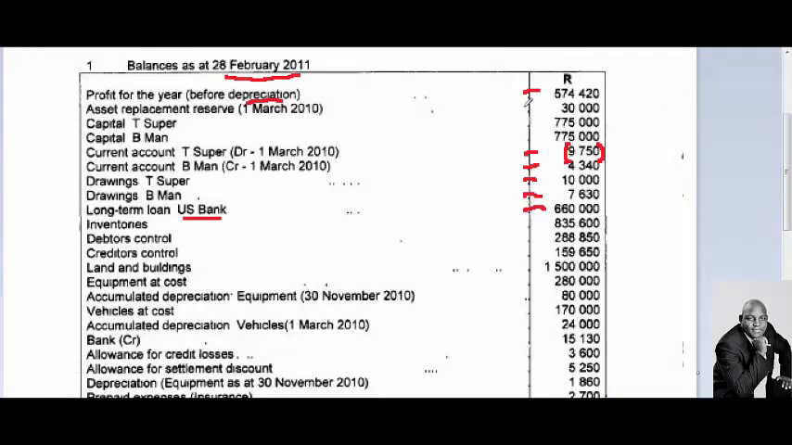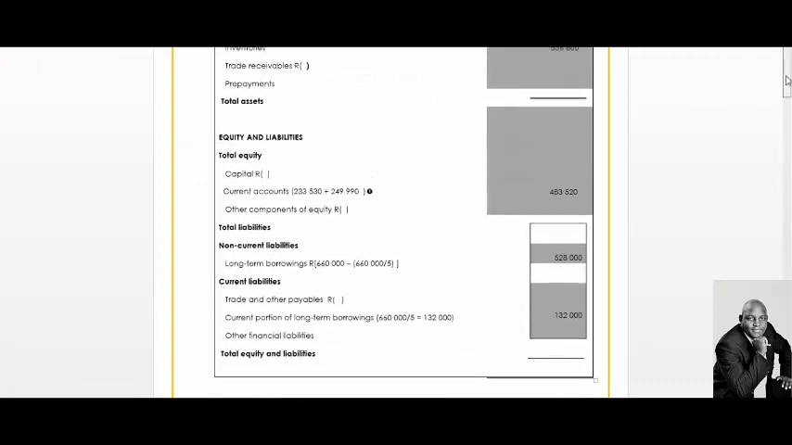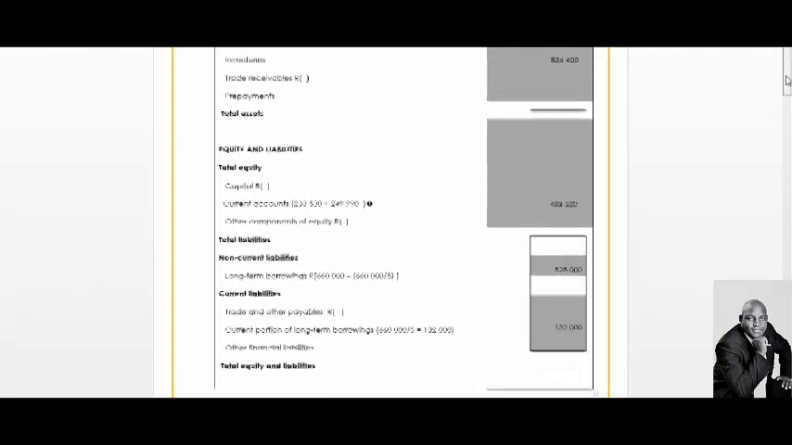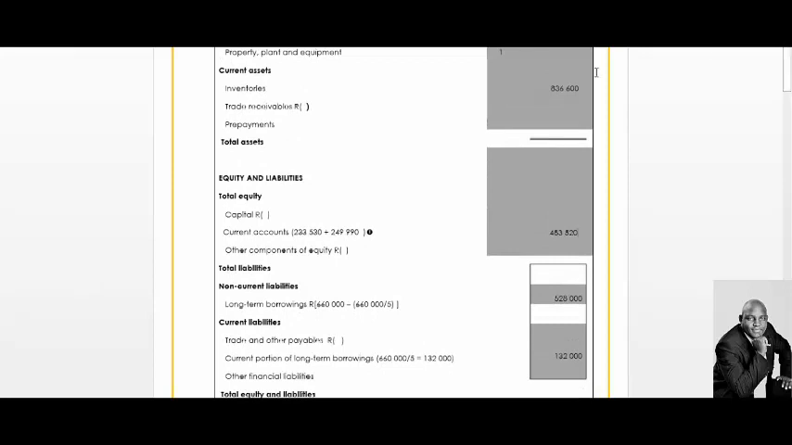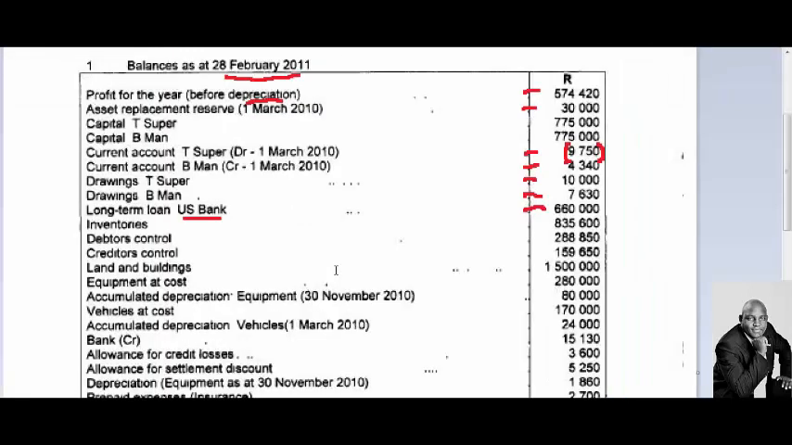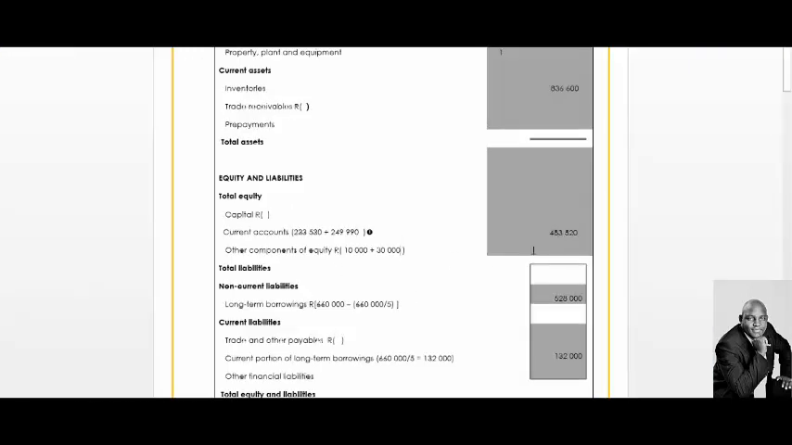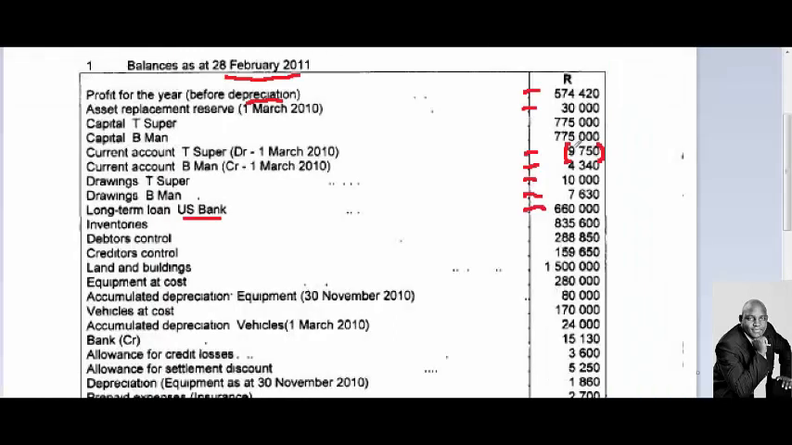So for example, asset replacement reserve is 30,000, right? We know that that's an asset. No, sorry, it's an equity. So we know that it will be 10,000 from the one for this year, and then the one for the last financial year will be 30,000. That means the total will be 40,000. Okay, so we are done there.